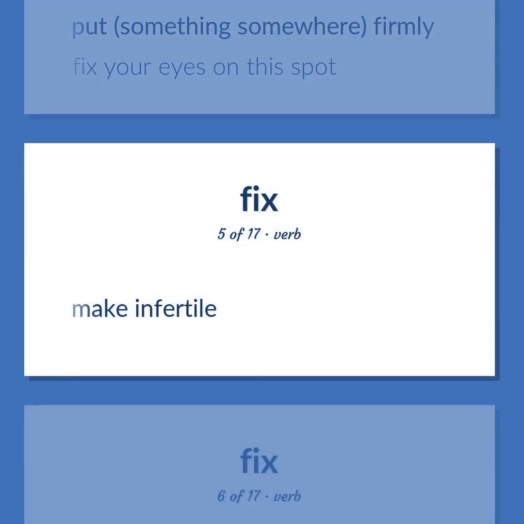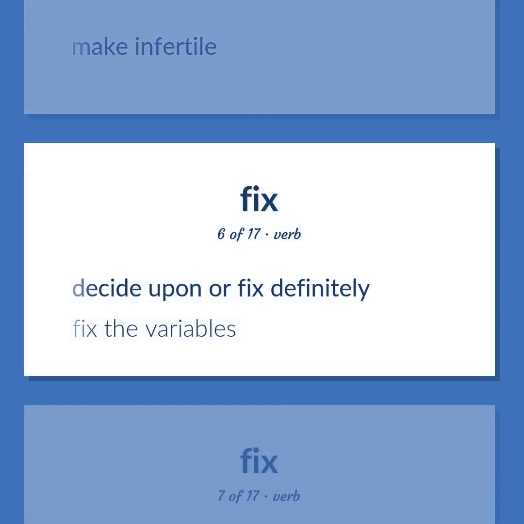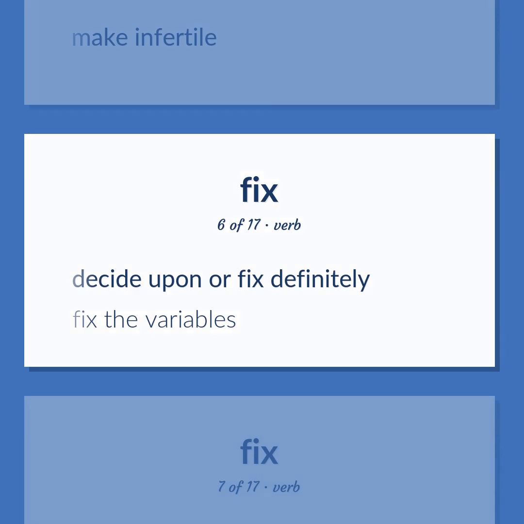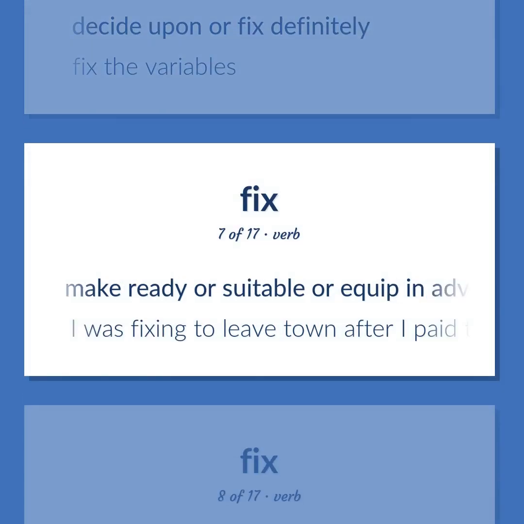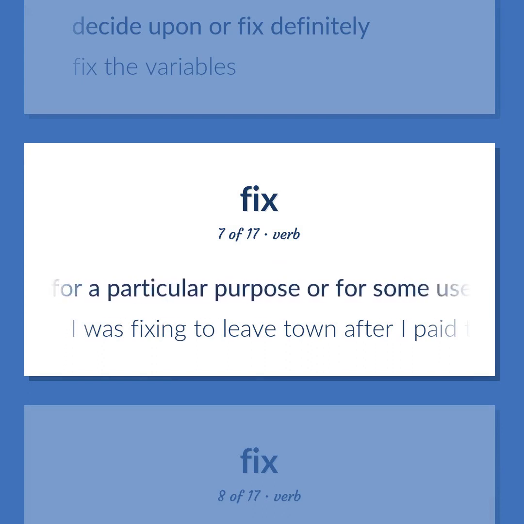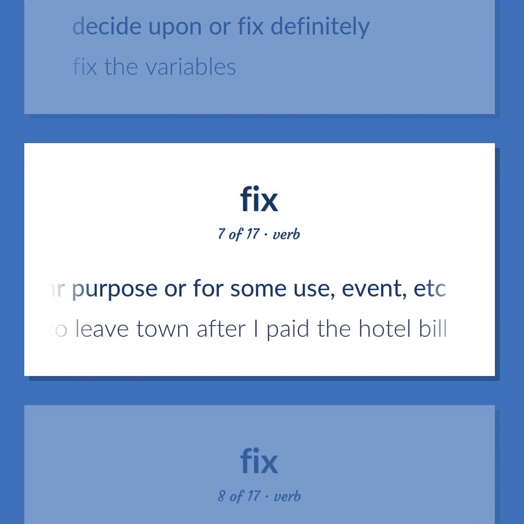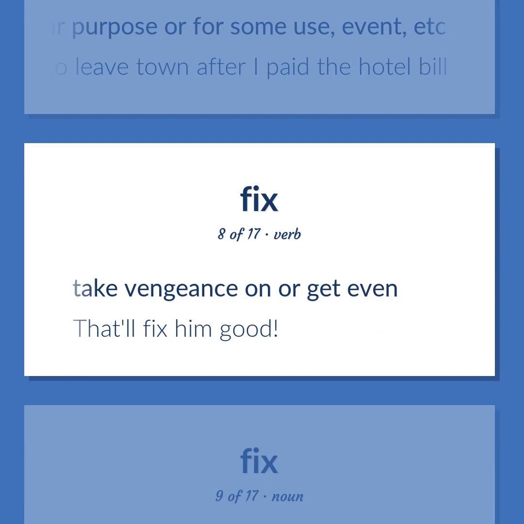Make infertile. Decide upon or fix definitely. Fix the variables. Make ready or suitable or equip in advance for a particular purpose or for some use, event, etc. I was fixing to leave town after I paid the hotel bill. Take vengeance on or get even. That'll fix him good.